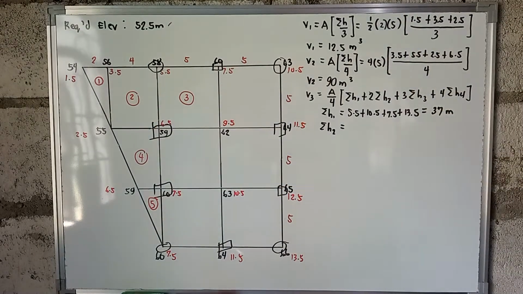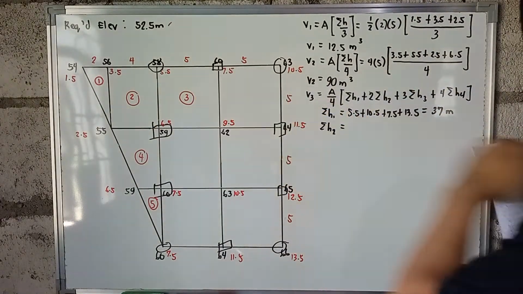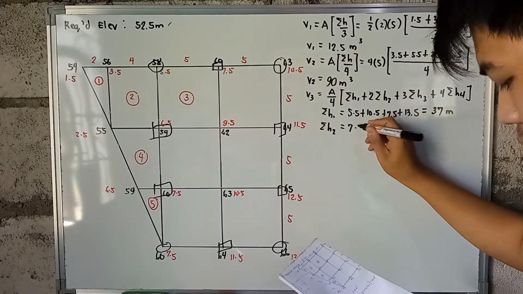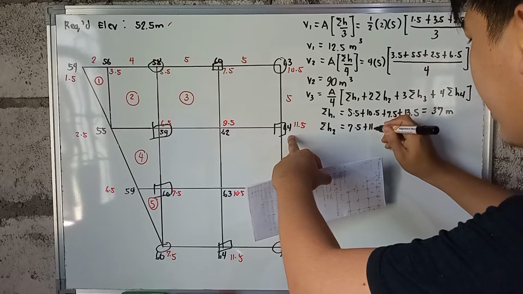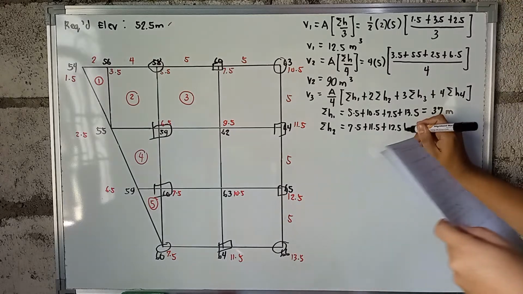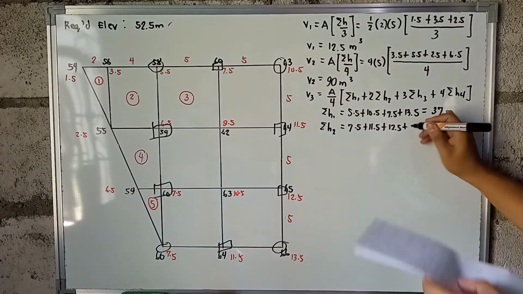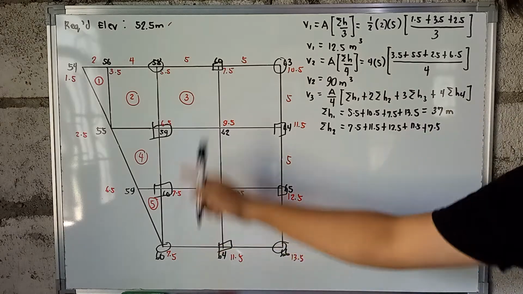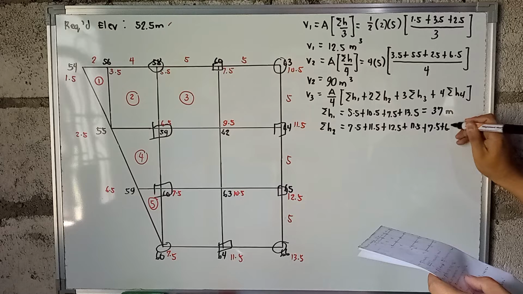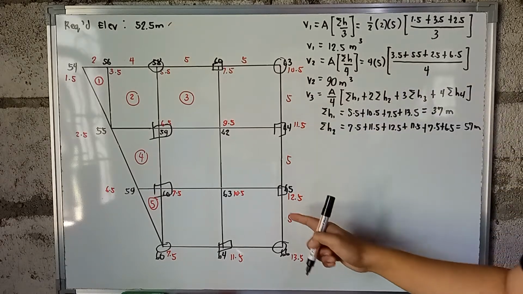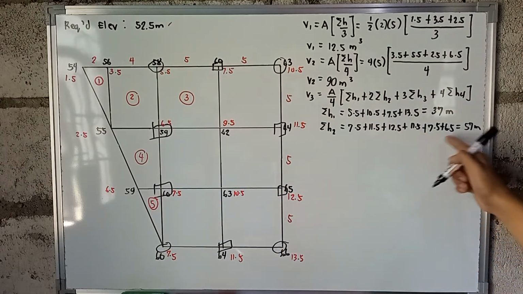So, referring dun sa mga legend natin, H sub 2 is now equal to 7.5 plus 11.5 plus 12.5 plus 11.5 plus 7.5 plus 6.5. So, kung i-add mo yan, you will have 57 meter. So, ilan? 1, 2, 3, 6 dapat. 1, 2, 3, 4, 5, 6.